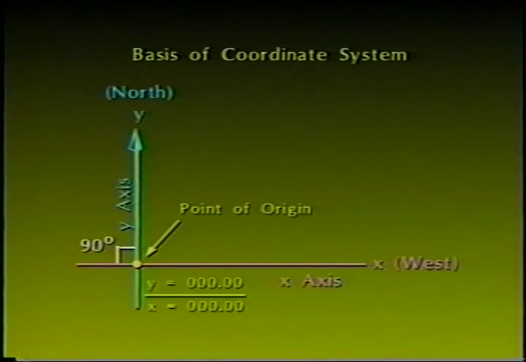The point of origin of all systems should be located far enough to the west and south and assigned this value. This assures that all points in the system will be located in the northeast quadrant of the system and have positive coordinate values. Coordinate systems may be a simple plane system, such as we will be discussing for the next few minutes, or can be a very complex statewide system, such as the California coordinate system of 1983 that will be discussed in a later video unit.